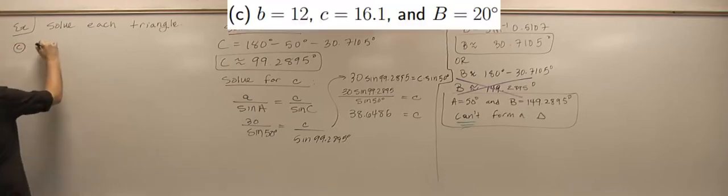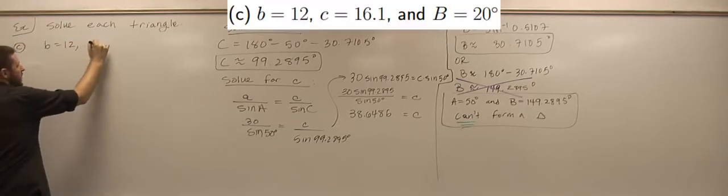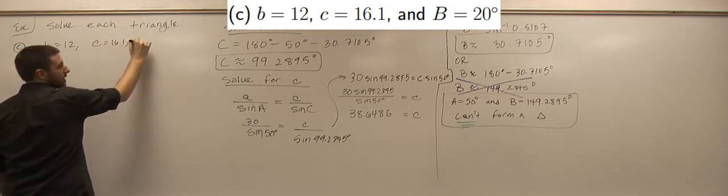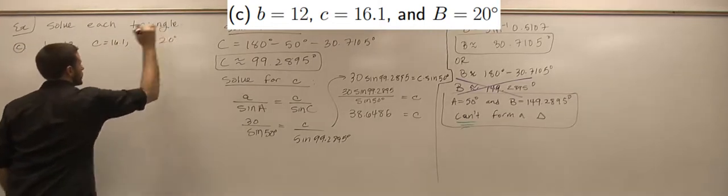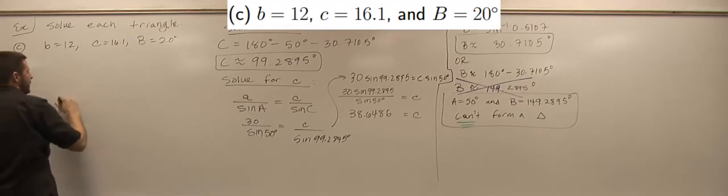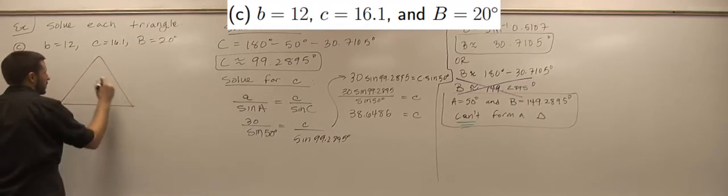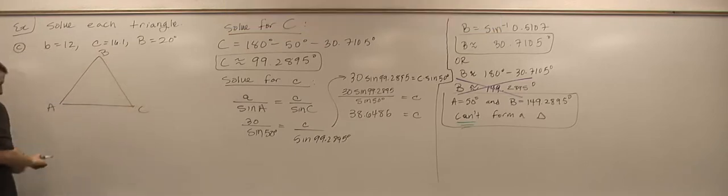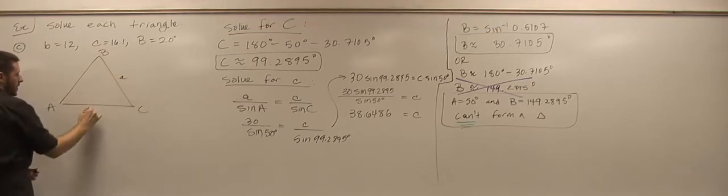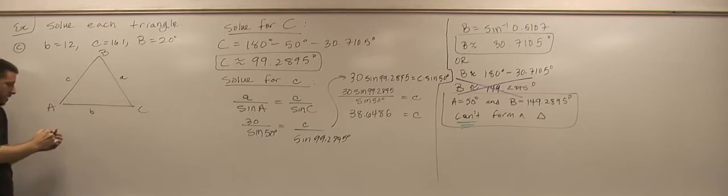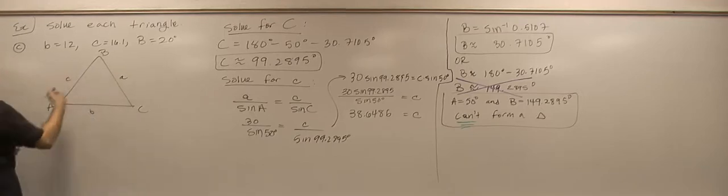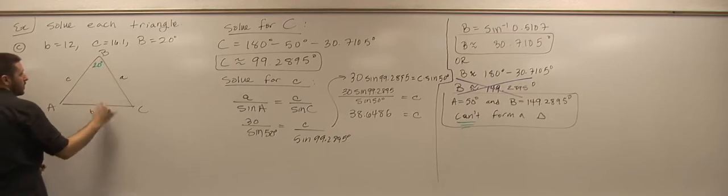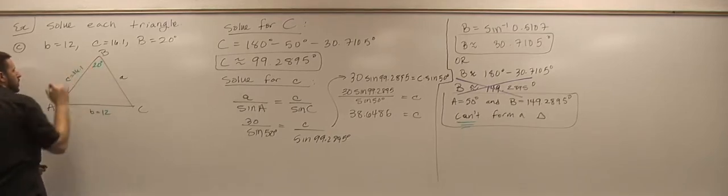Part C gives you little b equal to 12, little c equal to 16.1, and big B equals 20 degrees. So I draw my schematic. A, B, C. And I know 20 degrees for big B, and then 12, 16.1.